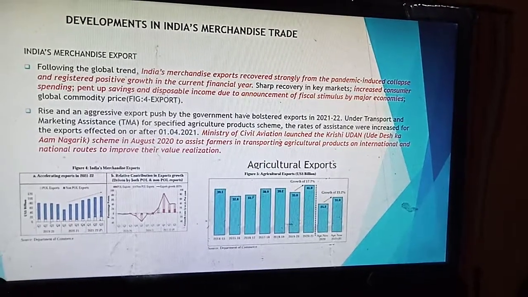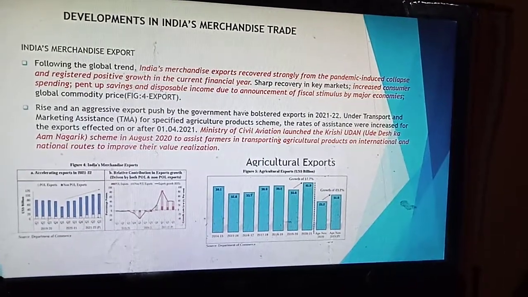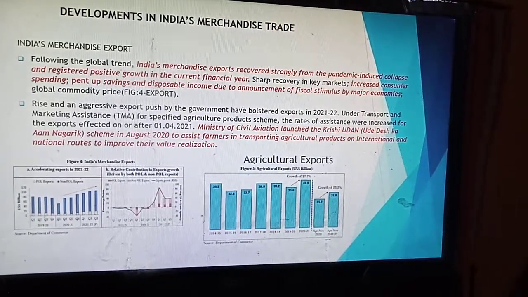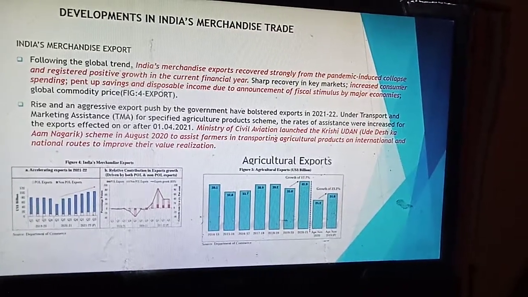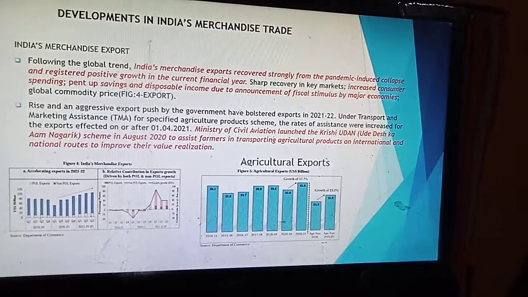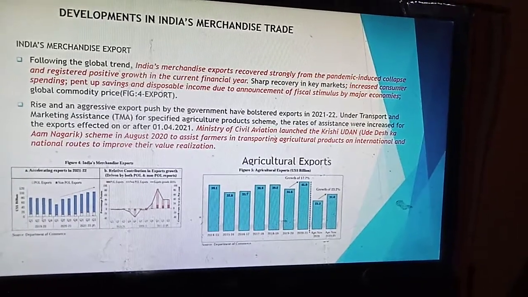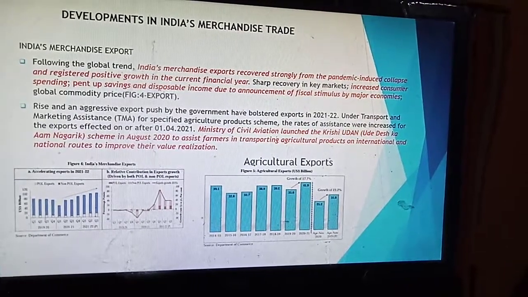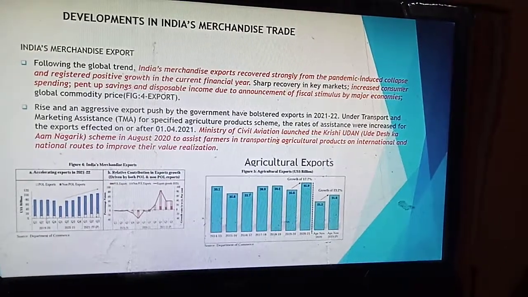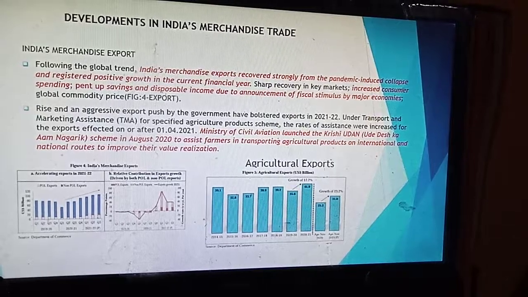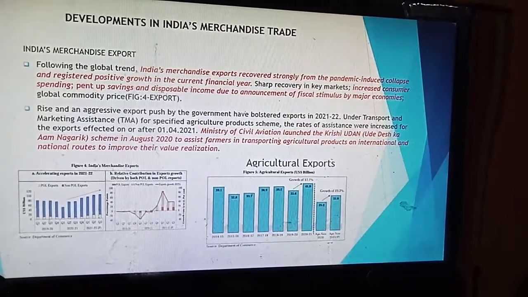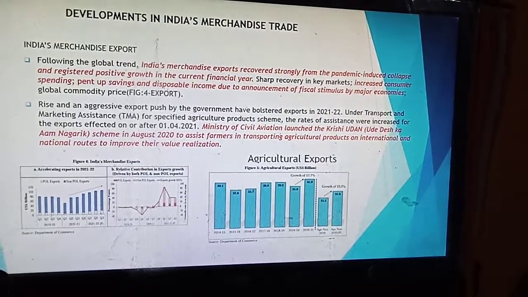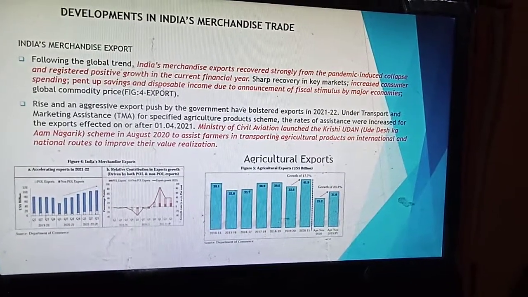Under the Transport and Marketing Assistance for Specified Agricultural Products scheme, the rates of assistance were increased for the export of agricultural products. In 2021, the Ministry of Civil Aviation launched the Krishi Udan scheme in August 2020 to assist farmers in transporting agricultural products on international and national routes to improve their value realization.